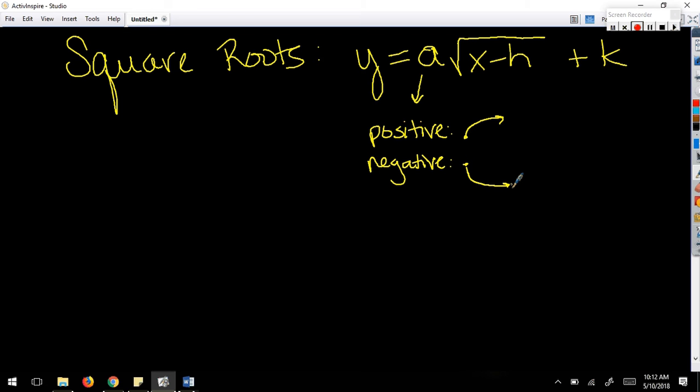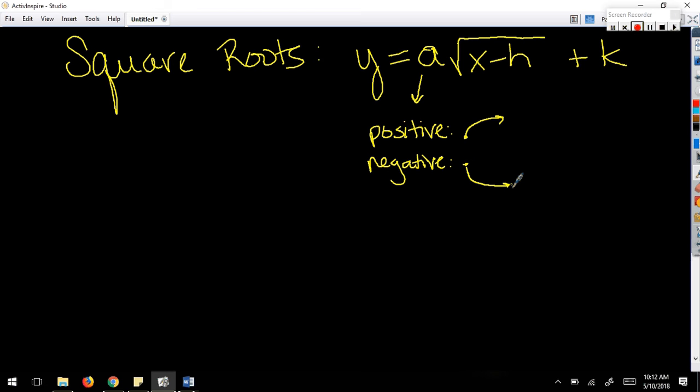The number in front, which is my A, if that's positive in front of the square root, it's going to open up. Just like remember the quadratics, if it was positive, it opened up, negative, it opened down. If it's negative, then it goes down. This is really half of a parabola on its side, because this is the inverse of a quadratic.